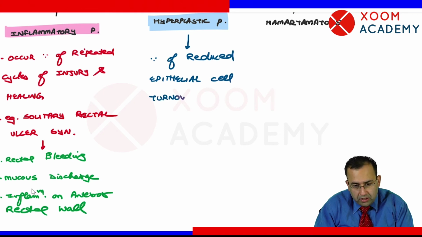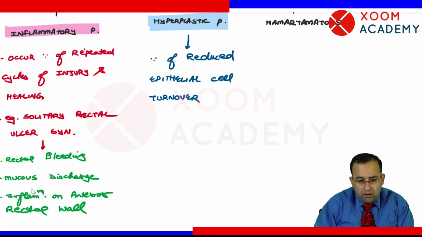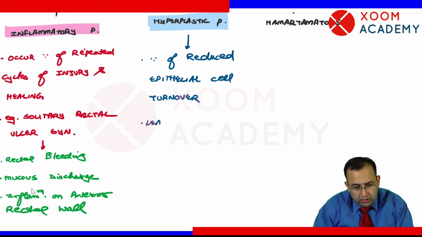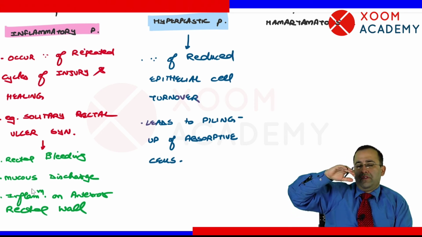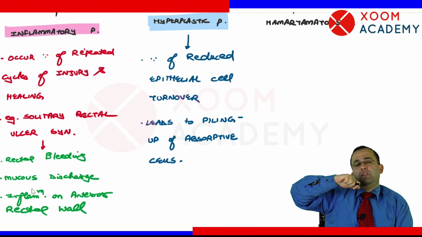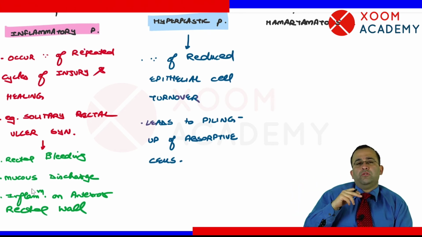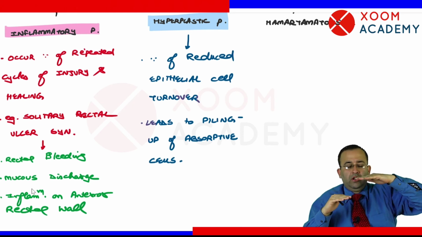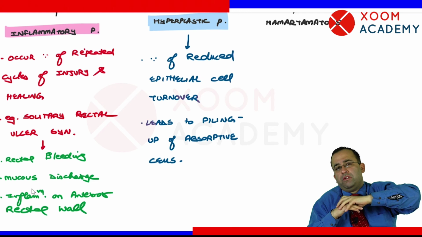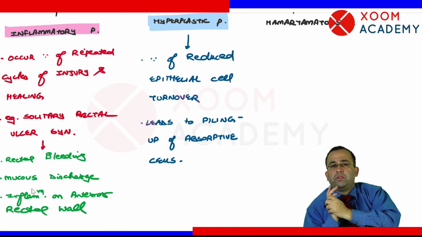This occurs because of reduced epithelial cell turnover, which in turn leads to piling up of absorptive cells. If the turnover is reduced, the absorptive cells keep on getting piled up, leading to the formation of a hyperplastic polyp.